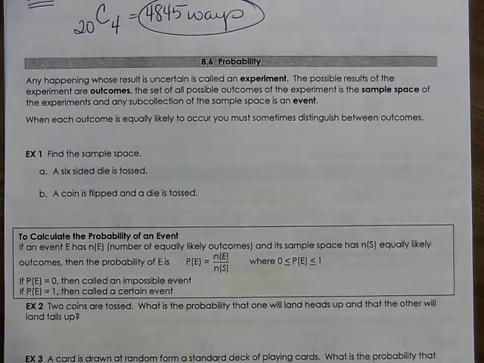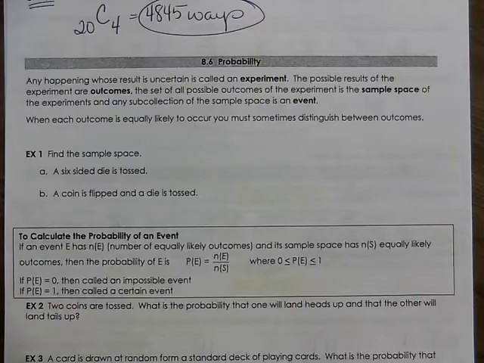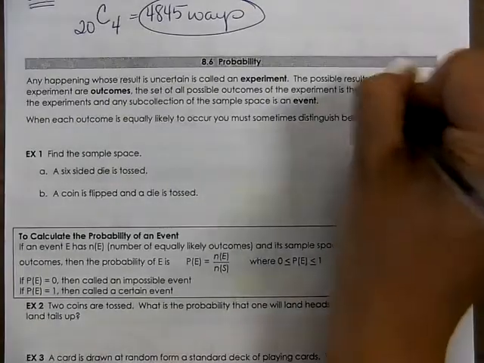Okay, so we're going to talk about probability today. Any happening whose result is uncertain is called an experiment. So anything we talk about now, we're just going to call it an experiment. The possible results of the experiment are outcomes. Okay? The set of all of the possible outcomes within the experiment is called the sample space.